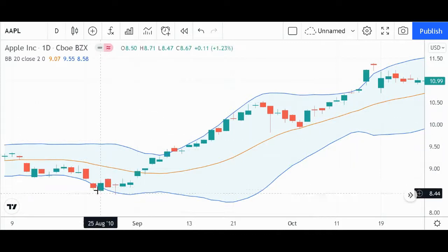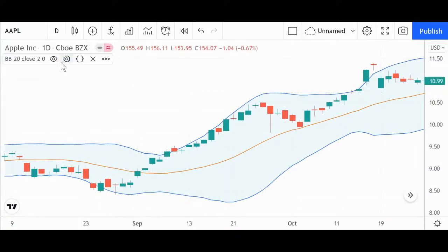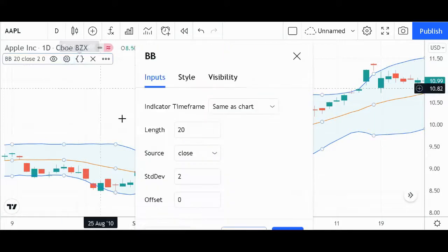And a lot of people will wait till the candle closes below the lower band to take a long position, and then they buy, and then they don't sell until it closes above the upper band. Well, that's cool. That's fine. You can use that if you want to. But what if I thought differently?